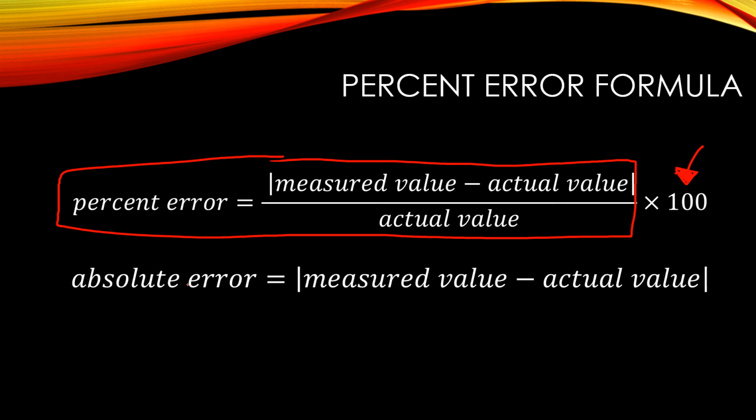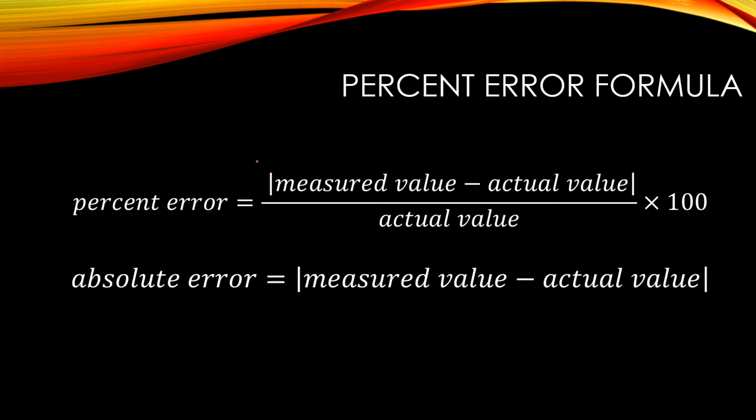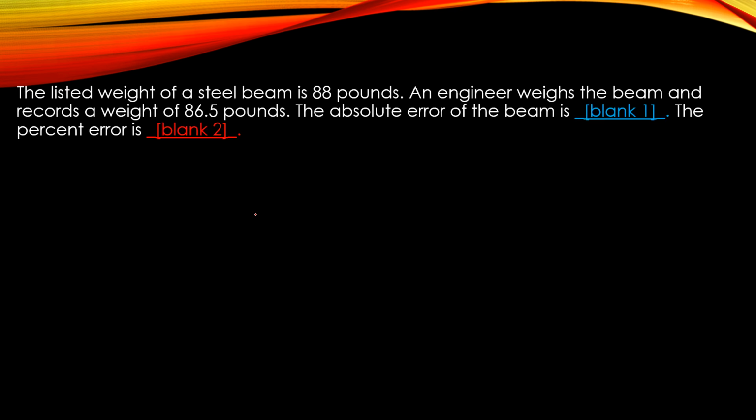Now this absolute error on top, if you notice, is just this top portion of our formula. It's just being brought right down here. So the absolute error is telling us how much, numerically, something is off. The percent error tells us the percentage of how much it is off. So we're going to see the difference between both of those right here.